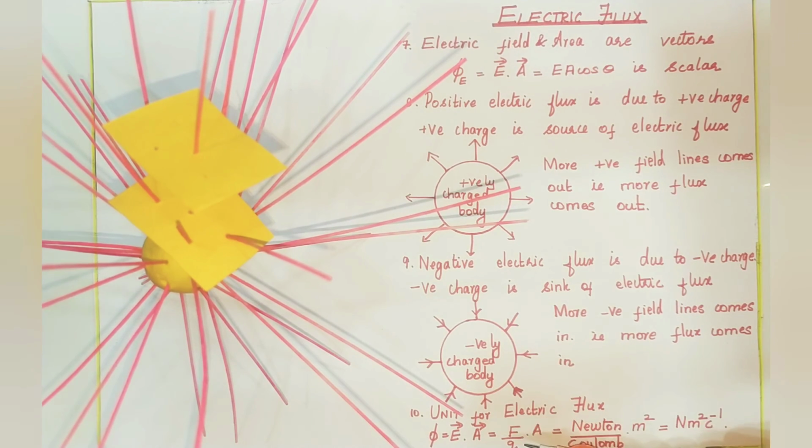Finally, we come to the unit for electric flux. We know that flux is the product of electric field and area. The unit for electric field is Newton per Coulomb, and for area we give meter square. And so the unit for electric flux is N m square C inverse.